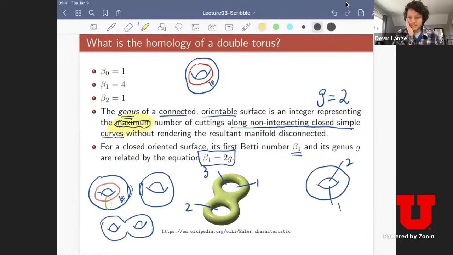Okay. I think this kind of confused me also. And yeah, so think about this, right? I want to cut my surface such that I do not disconnect it. So you have multiple ways to cut it, but I'm saying no matter how you cut it, the maximum number of cuts you can do without disconnecting it is 2. So for the double torus, if you make the cuts 1 and 2, and then sort of deform it, it can expand so it looks like a basketball with 4 holes in it.